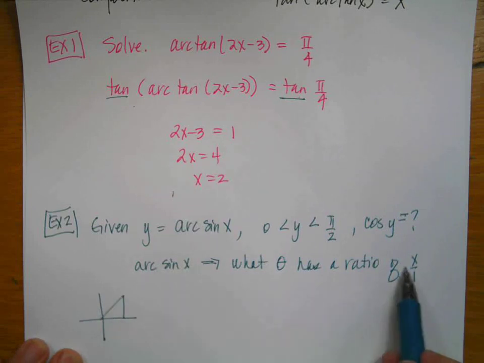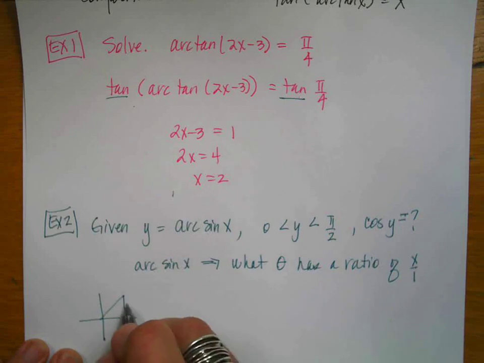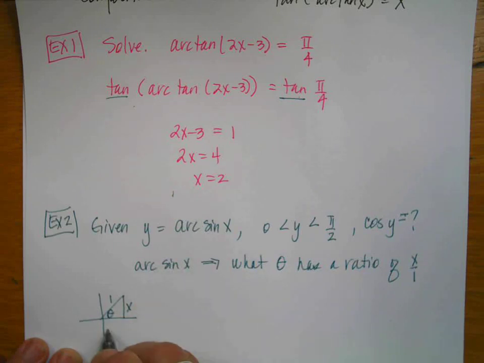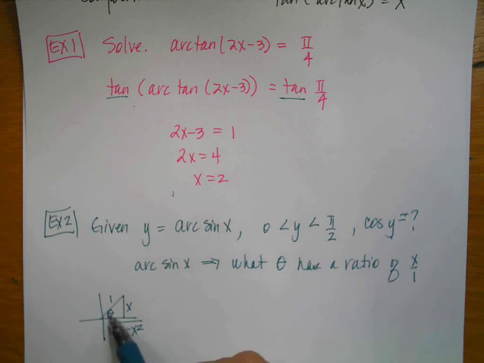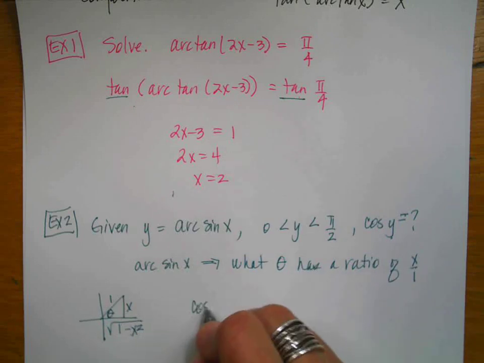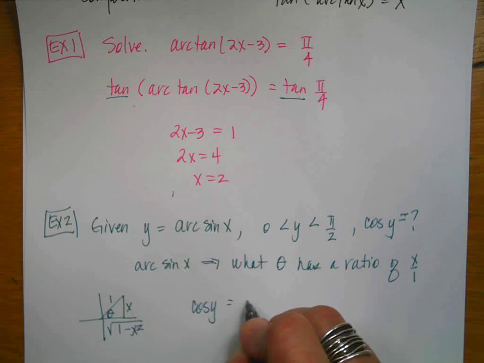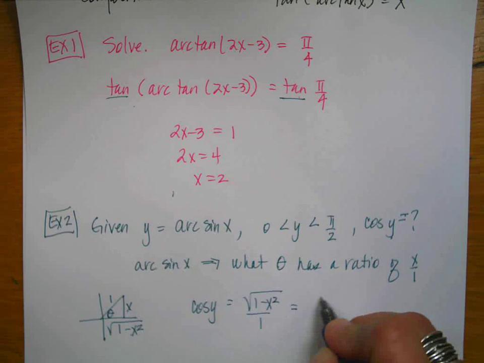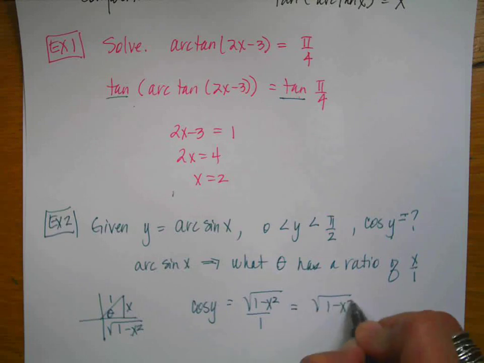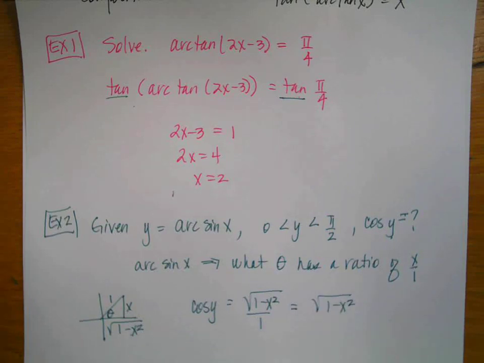Okay, so what I'm going to do is I'm going to draw that triangle. Okay, remember arc sine is limited to the first and the fourth. Sine is positive in the first. Sine is x, this is 1. Well, by the Pythagorean theorem, there's my cute little angle theta. This is going to be the square root of 1 minus x squared. Well, now I know everything so that I can actually find the cosine of the same angle. So I'm going to say the cosine of y is equal to the square root of 1 minus x squared over 1, and so then I would just write it as the square root of 1 minus x squared.